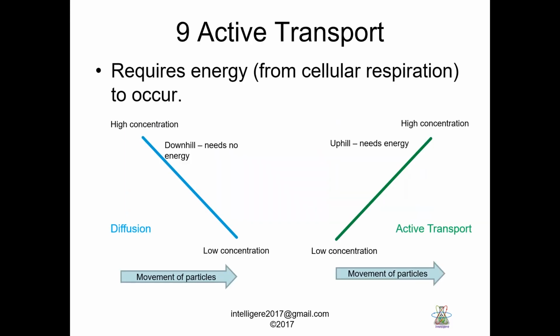Unlike diffusion and osmosis, active transport requires energy to occur, hence the name. Think of the analogy with cycling up or down a hill. To pedal uphill takes a lot of energy, whereas it is possible to not pedal at all to come downhill.